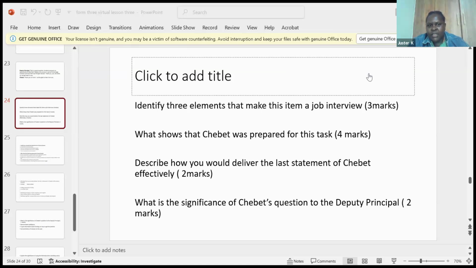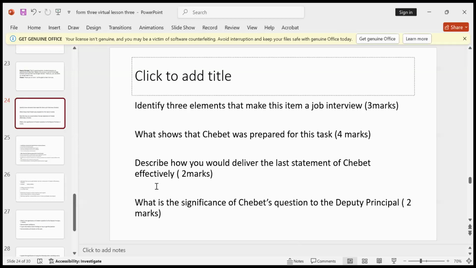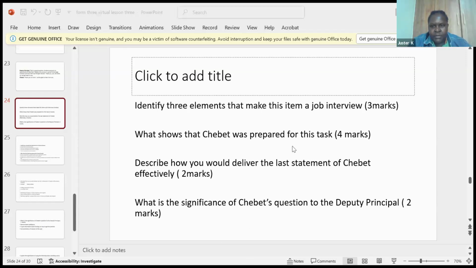Okay, there is somebody, William. William? Yes. The deputy principal comments about Chebet keeping the time and also being neat. Okay, correct. Thank you. I agree. Thank you, William. You have another point?